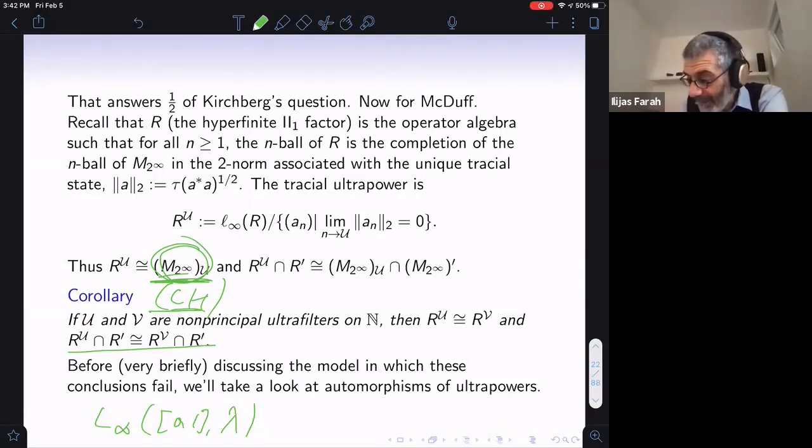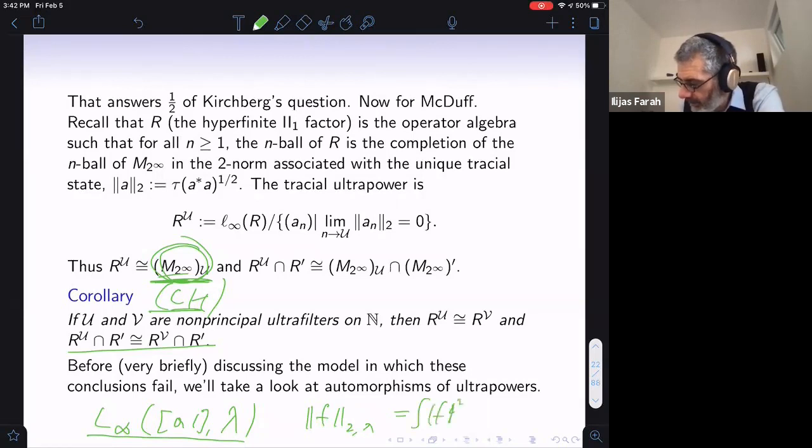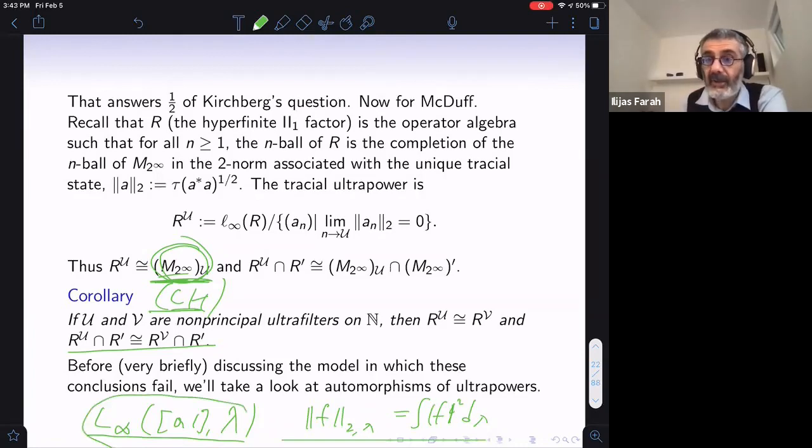Yeah, thanks. Okay, so what I wanted to say is if you look at the big L infinity space here, and again look at the 2-norm. So what is the 2-norm of f? Well, it's just the integral of |f|^2 dλ, and take the tracial ultrapower with respect to this. Then the isomorphism type of this does not depend on the ultrafilter, and you don't need to assume the continuum hypothesis. So even if CH fails, all of the ultrapowers of this associated with non-principal ultrafilters on the natural numbers are isomorphic. So there is something different happening in the category of tracial von Neumann algebras than what is happening in the category of C*-algebras.